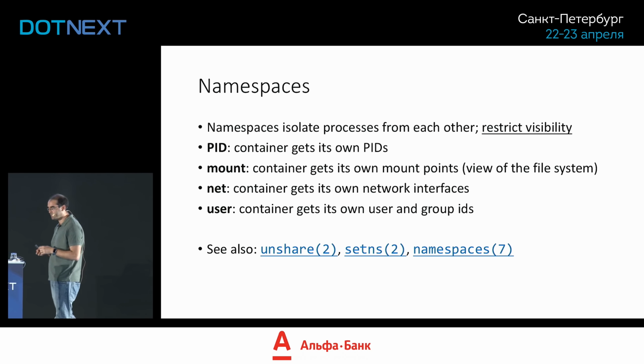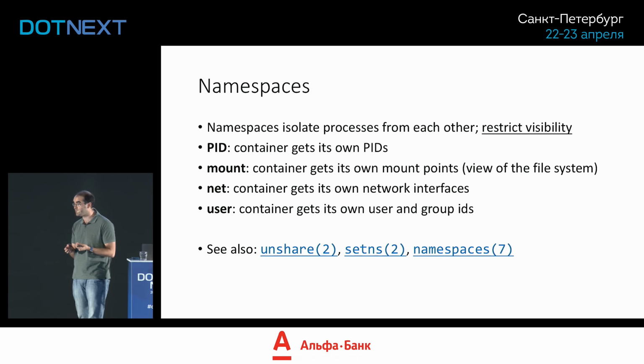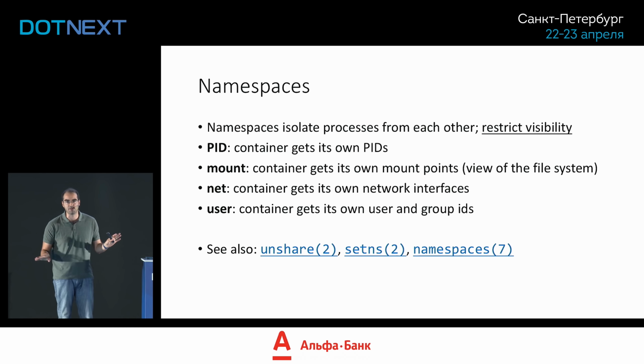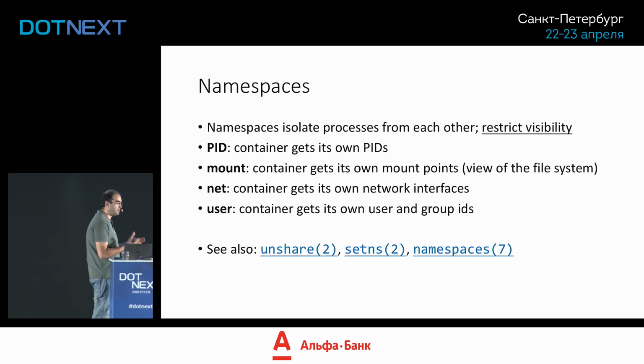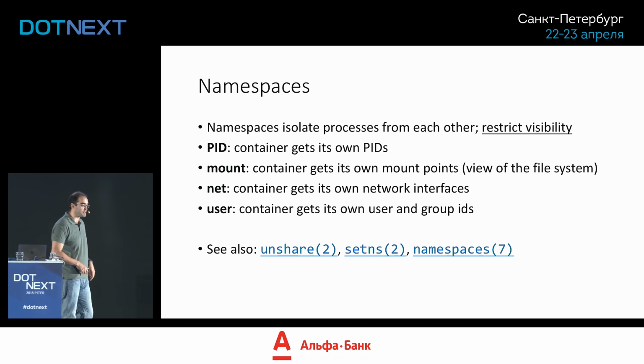The net namespace helps assign a container its own network interfaces. So if you have a container that doesn't need networking, wonderful. It doesn't need to see the host's network interfaces. So you can use namespaces for that. There's a bunch of stuff you can do with namespaces.